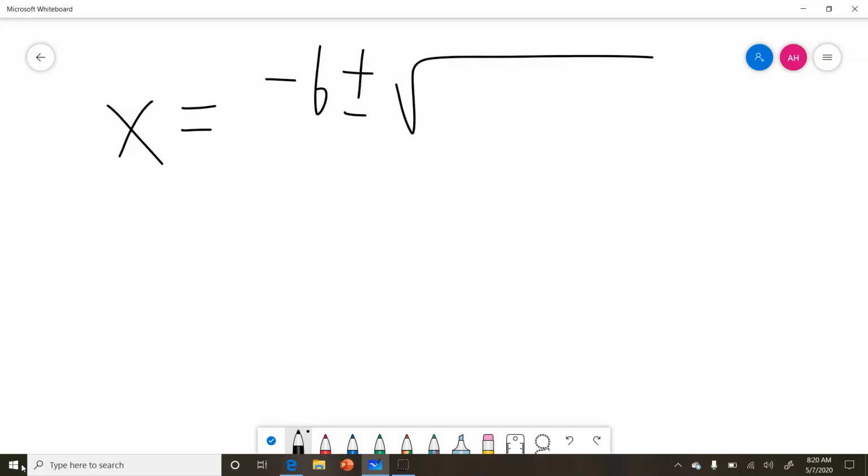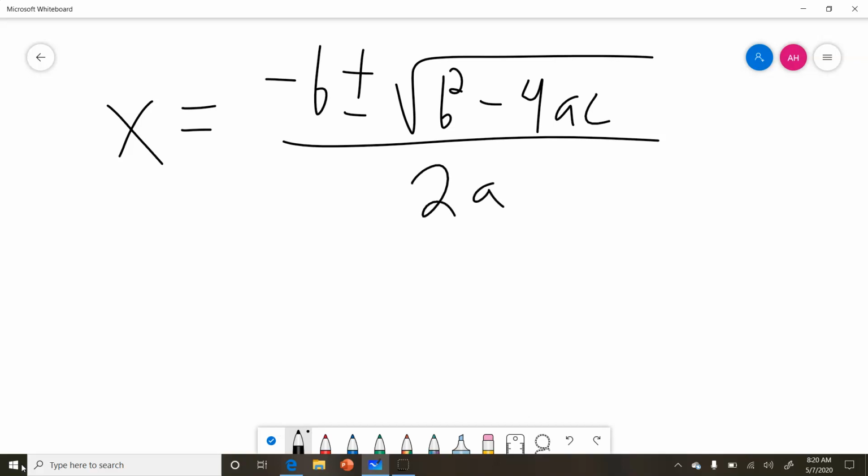I'll write it down, and then we will try and use it on some examples. So x equals negative b plus or minus the square root of b squared, that's not a 6, minus 4ac, all of that divided by 2a. So you need to write this down. This is the theorem. This is on the top of page 503. Okay, you need to write that down.